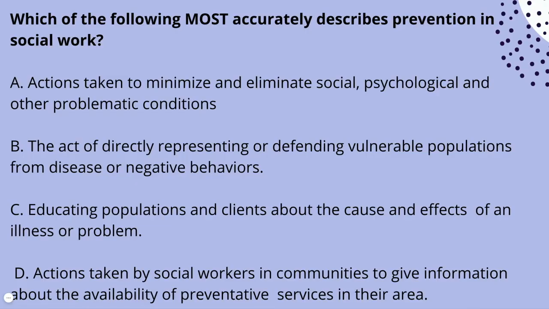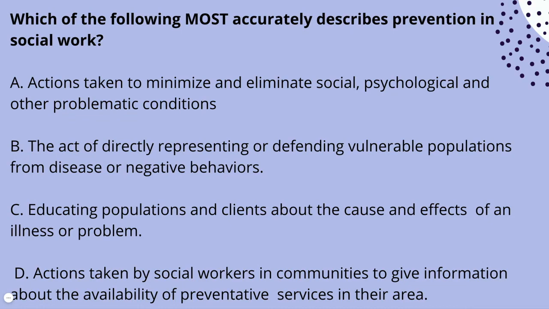Okay. We can eliminate C, educating populations and clients about the cause and effects of an illness or problem. That is a part of prevention, mostly in primary, but that does not best accurately describe prevention. So we can take out C. C is just not all-encompassing enough. C is out. Another one that we can take out is D, actions taken by social workers to give information about the availability of preventative services. Once again, not all-encompassing enough. Not enough there to accurately describe prevention, which leads us to A or B.